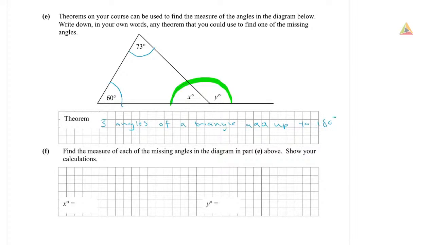Or you could say that the exterior angle, which is y, is equal to the sum of the two interior opposite angles, which would be 60 and 73. So the exterior angle is equal to the sum of the two interior angles.